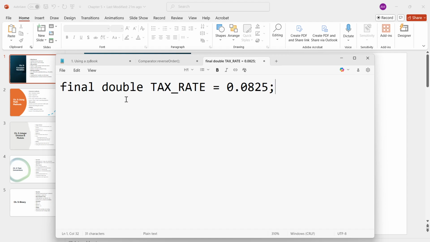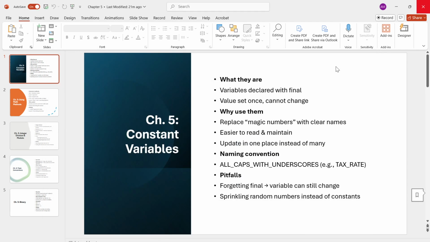It makes the code easier to read. Someone can glance at it and know exactly what the number is for. And if the tax rate ever changes, you only update it in one place instead of hunting down every 0.0825 in your code.